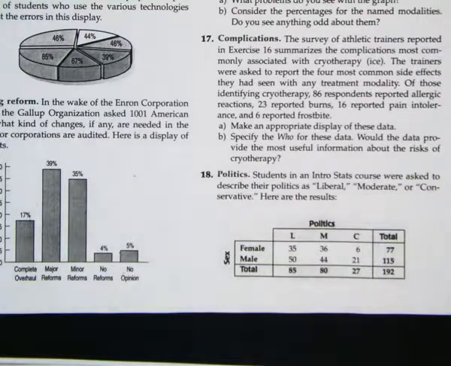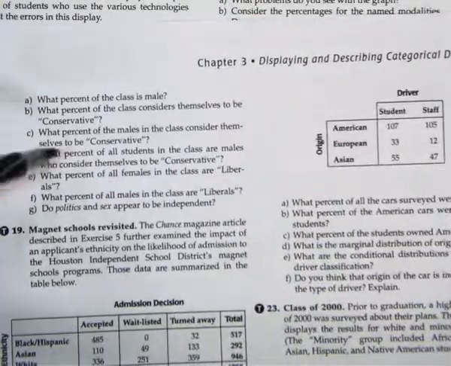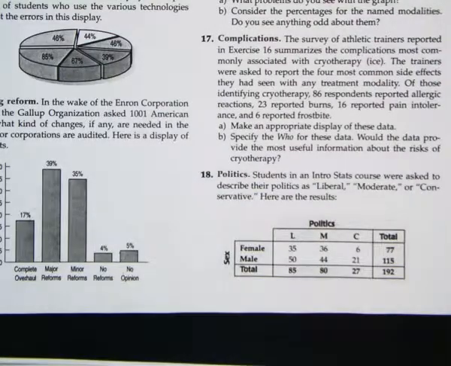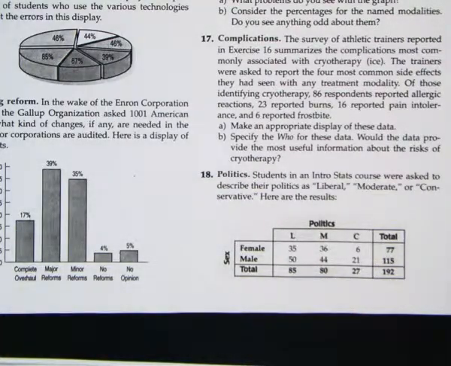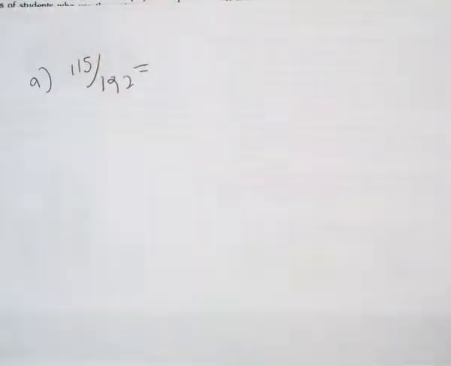So in part A, when it says what percent is male, there's 115 males out of 192 students. So in part A, we're going to do 115 out of 192, and that equals about 59.9%.